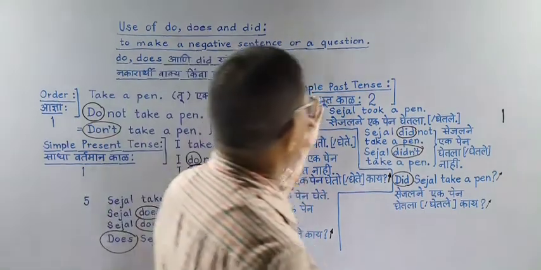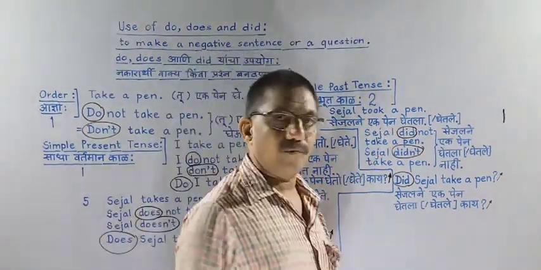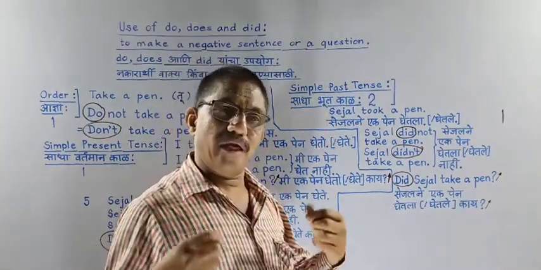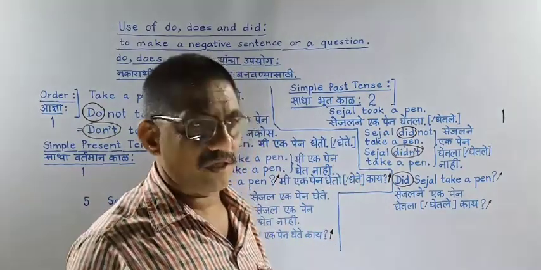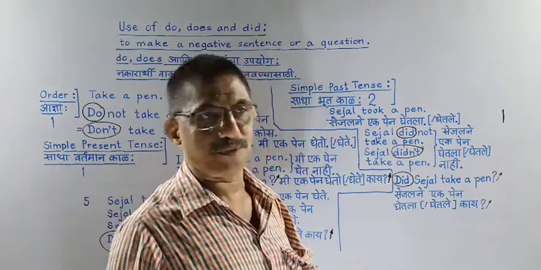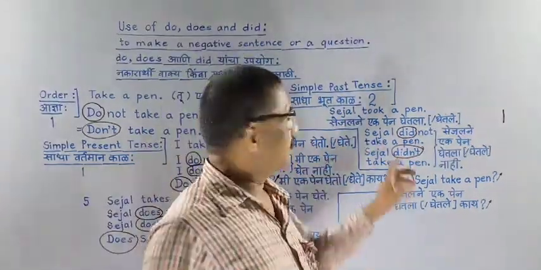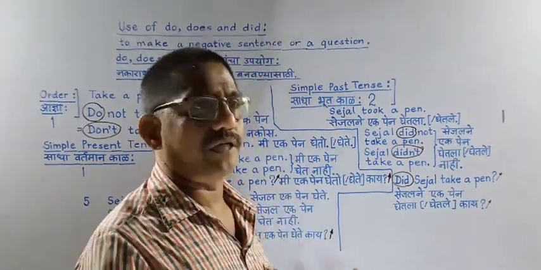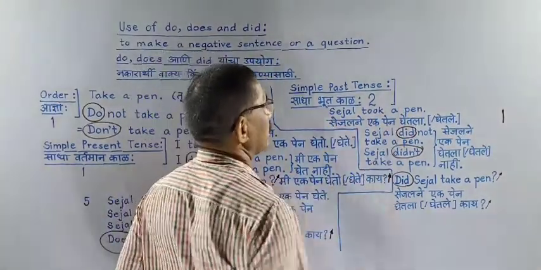Now next is simple past tense. In simple past tense we need the second form of the main verb, and the subject can be any subject, no matter whether it is singular or plural, no matter whether it is third person, first person, second person. So that's why here it is easy. Always we are taking the second form of the verb, meaning take, took, taken. Took is used here, the second form. So Sejal took a pen.